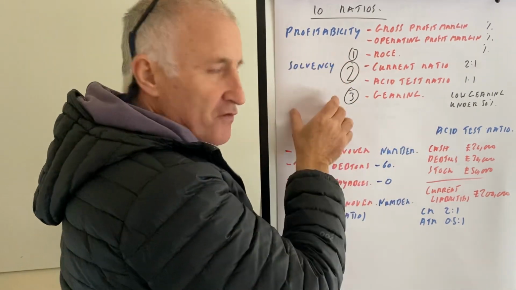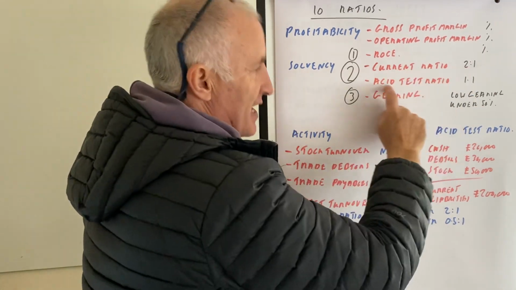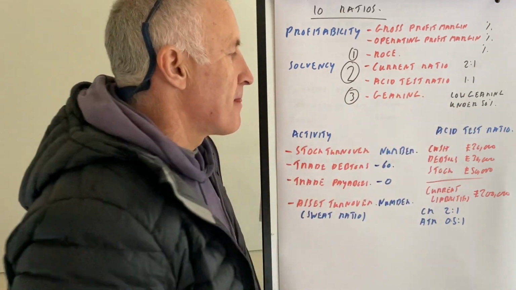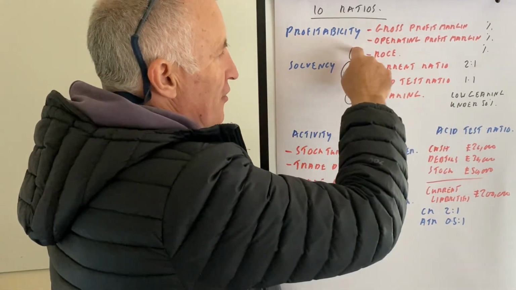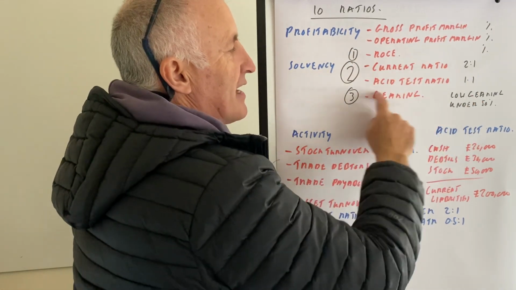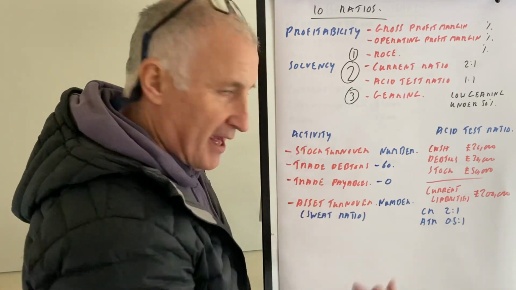Then we've got the solvency ratios or the liquidity ratios. Current ratio should be 2 to 1. The asset test ratio should be 1 to 1. And low gearing is under 50%. So those three here, ROIC, liquidity, gearing are the big three. We've also got 4 more down here.